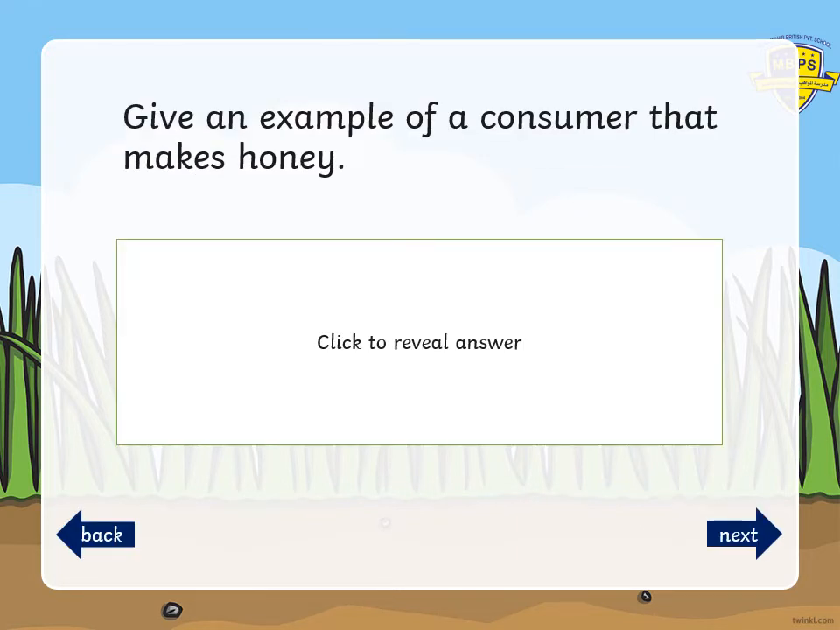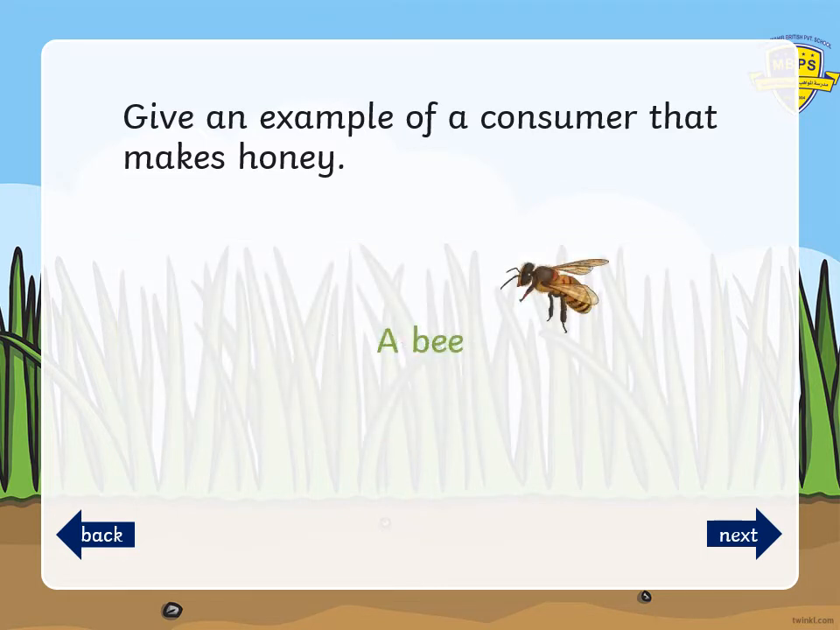Can you give me an example of a consumer that makes honey? Think. It's a small insect, yellow and black in color. Think. A bee. If you've got it right, it's very good.